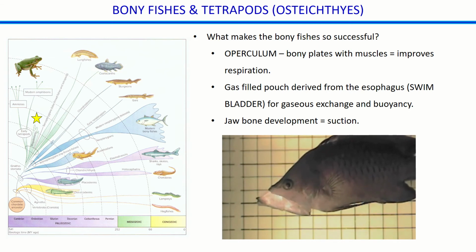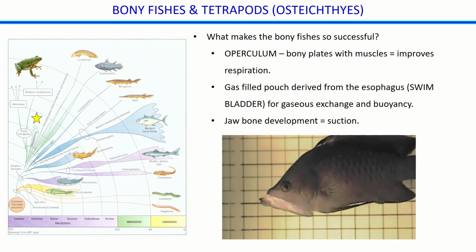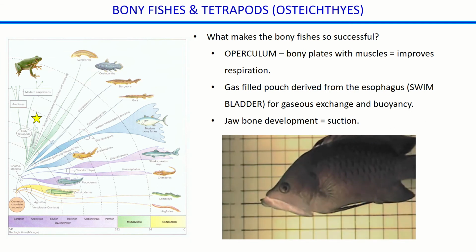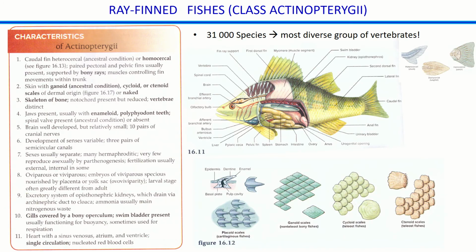So he doesn't need to swim. And then, very importantly, the jawbone development, which is also related to the structure and the muscle attachment, allows them to suck fish in. You can see how successful they have become. Okay, 31,000 species. 31,000 species. So we have got a lot of work still to do because we haven't discovered all of our species.